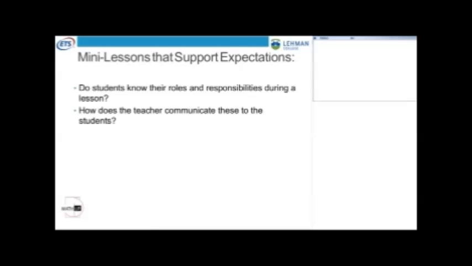For example, if we hand out papers during a mini lesson, do we instruct them how they should keep their papers, if they should move them or not, how they should write on them? These are all aspects of the mini lesson that are important.